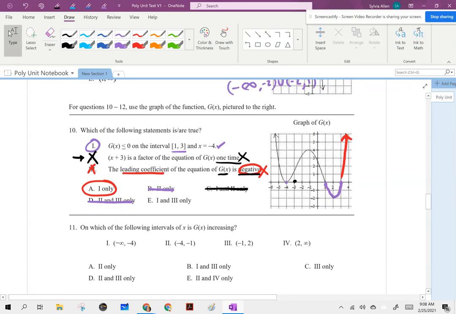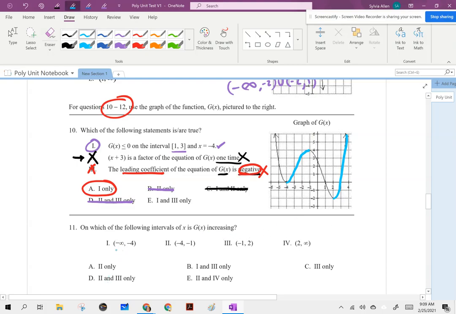All right, and then it says we're supposed to use this graph for 10 through 12. All right, so on which of the following intervals of x is g of x increasing? So that means when we read it left to right, where is it going up? So it's increasing from here to here and then from here to here. Remember, if it's increasing, never, never, never brackets. It's always going to be parentheses. But let's just take a look.